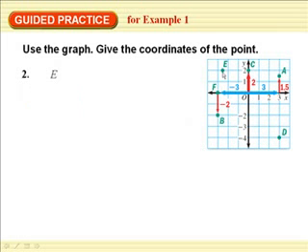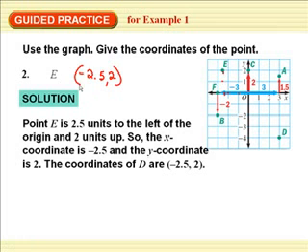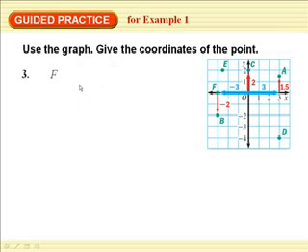E, where's E at? Right over here. Ooh, look, he's kind of smack in the middle. So we're going over 1, 2.5, up 1, 2. So we went over to the left, which is negative, and up 2. There it is. F, where's F? We go over 1, 2, 3, and we don't go up or down. So it's just going to be -3, 0. And it's negative because I went left from the origin.